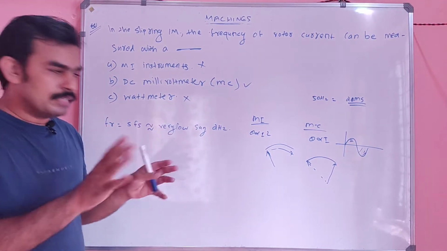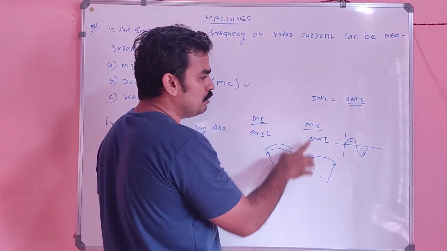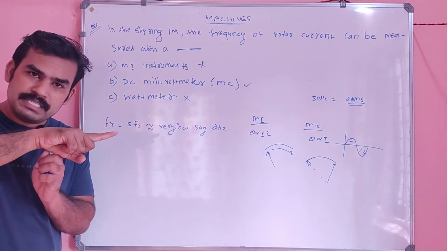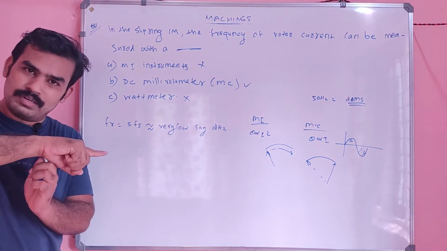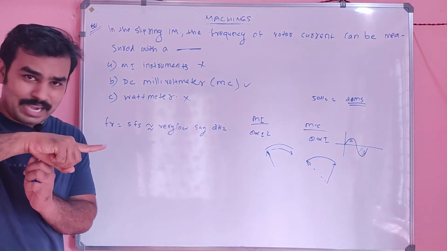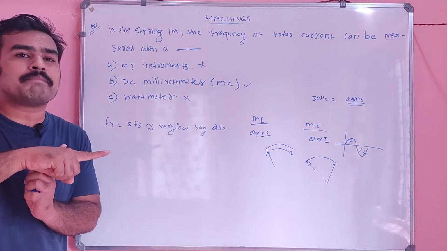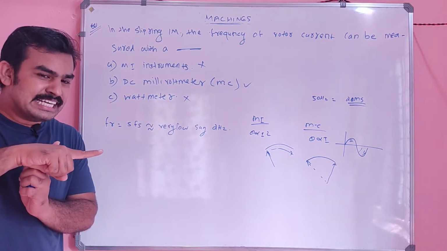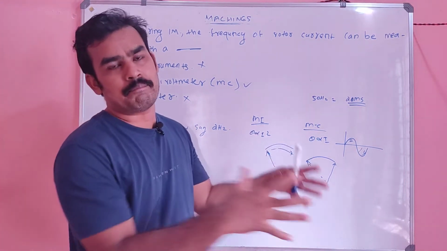So if you send a high frequency AC signal to the moving coil instrument, the needle will simply be idle. It can't go forward, it can't go backward, because that much frequency is applied, and you don't allow the needle to move forward and backward at that high speed.